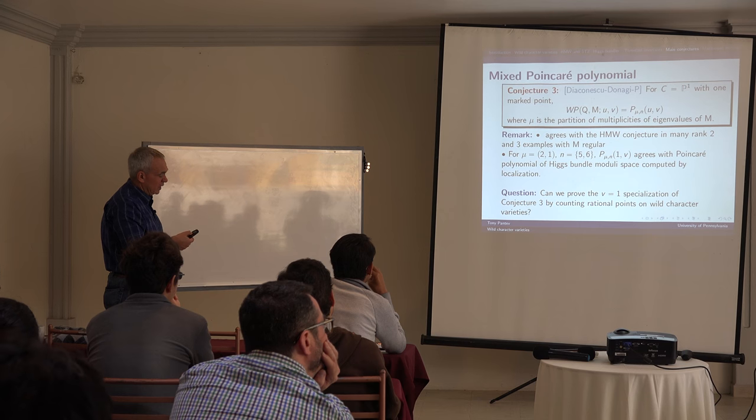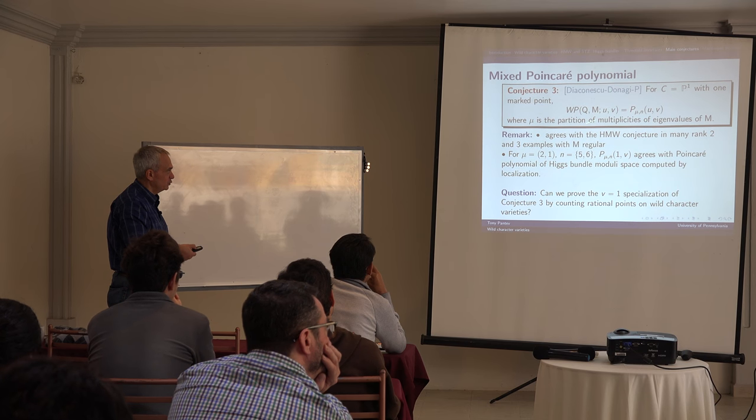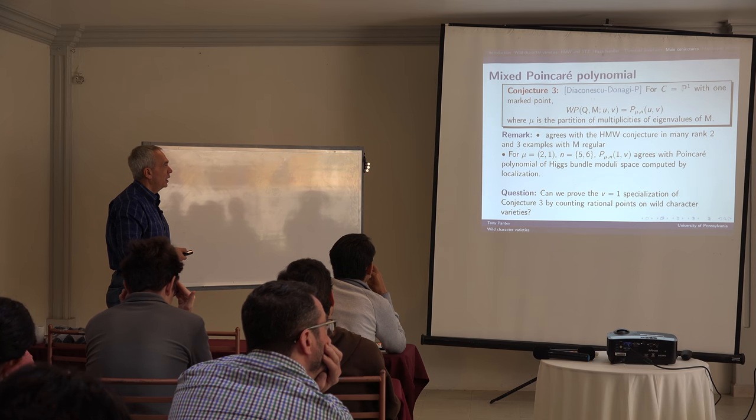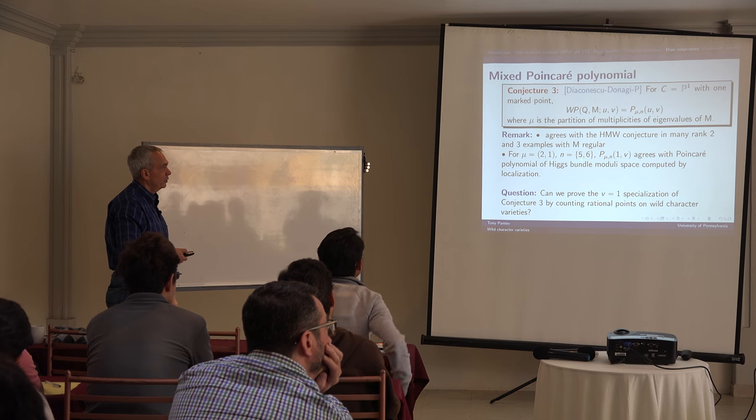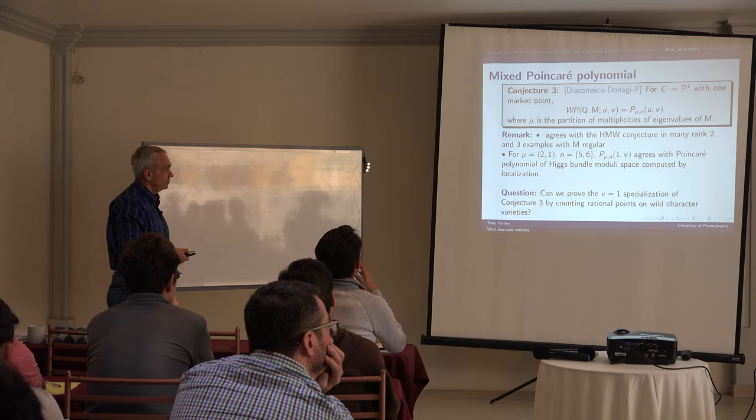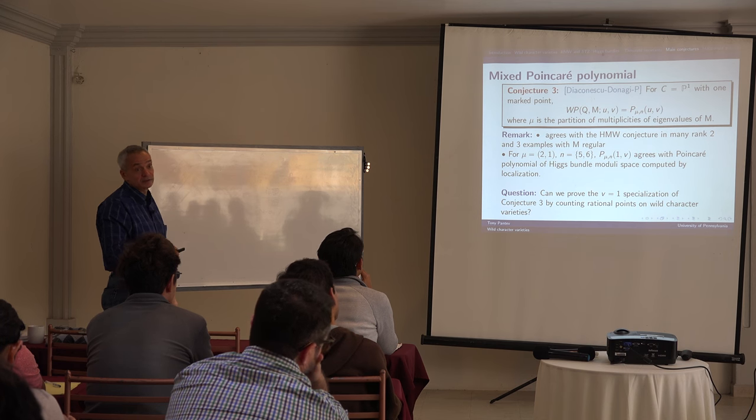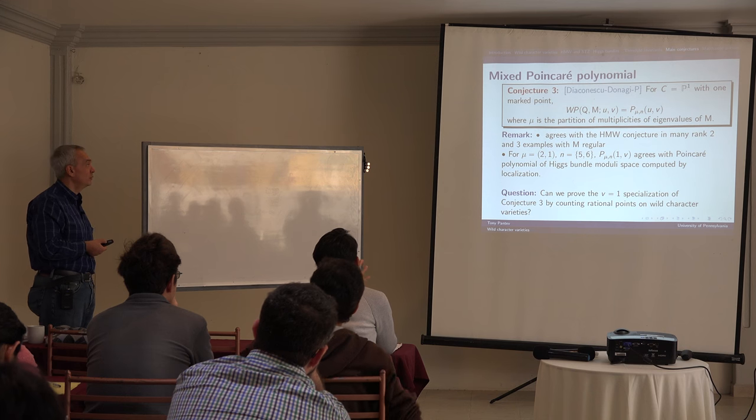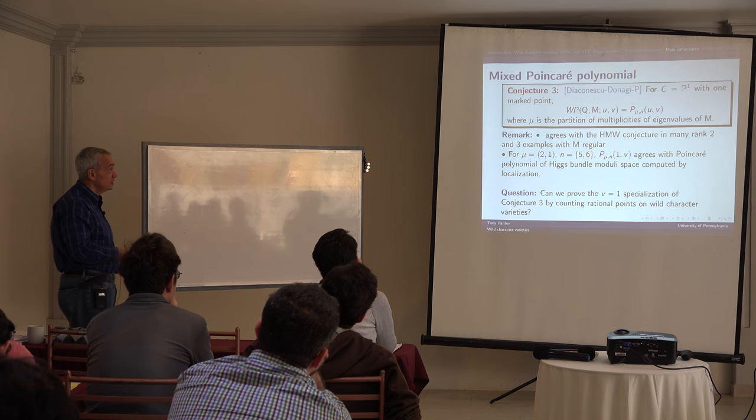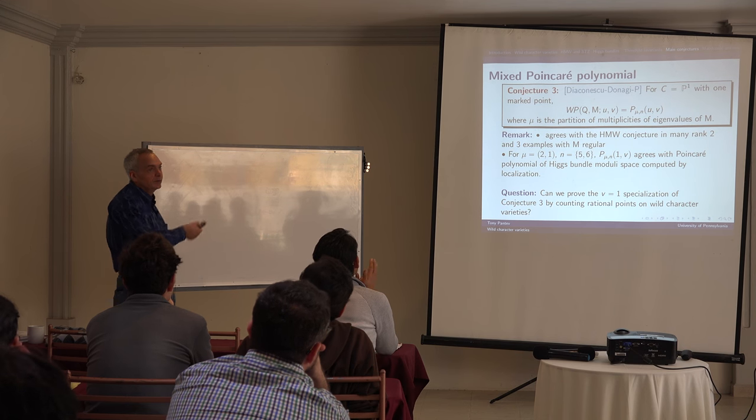And then we actually checked the conjecture. We proved it, this one and the previous one, for the partition 2-1 and for poles of order 5 and poles of order 6 on P1 with 1 point. This is just by doing brutal localization calculations. So in this case, we could do it, and you got the formula.